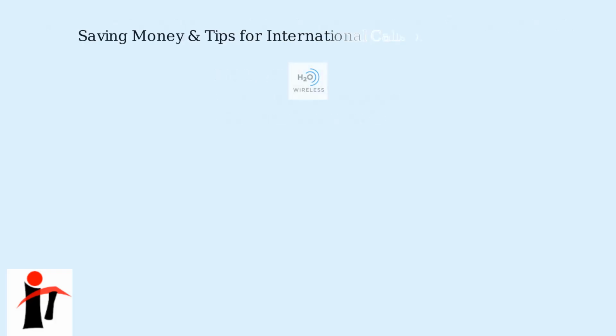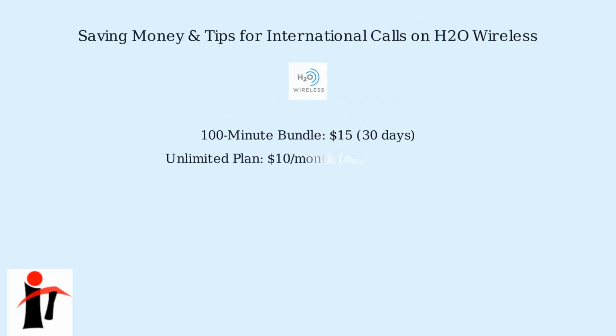To save on international calls, consider H2O Wireless add-on plans. A 100-minute international bundle costs around $15 and is valid for 30 days. Alternatively, an unlimited international minute plan for select countries might be available for around $10 a month.